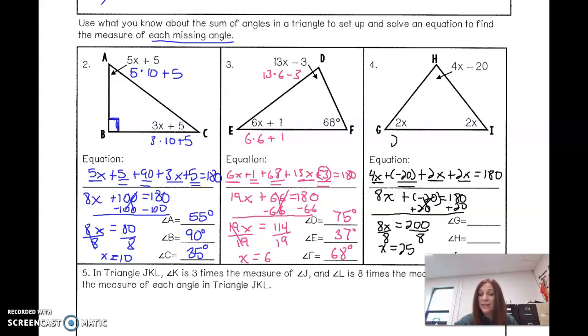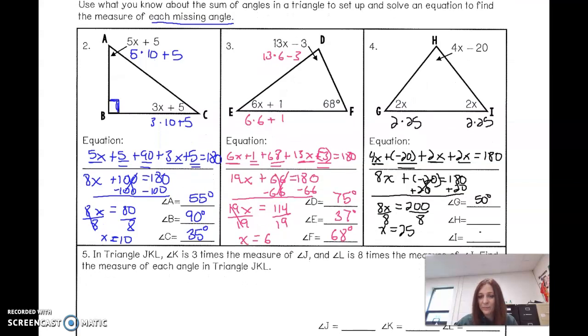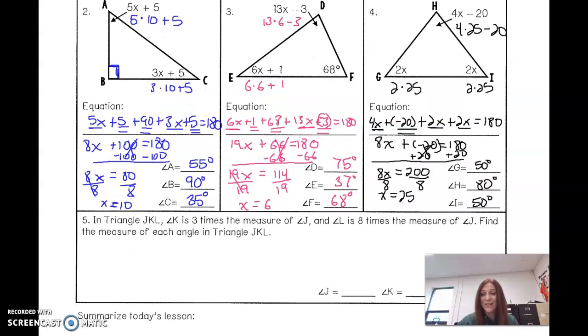So right here, it's going to be nice because we have 2 times 25 and 2 times 25. Well, 2 times 25 is 50. So angle G is 50 degrees. Angle I is 50 degrees. And then we can go 4 times 25, which is 100, minus 20, and we get 80 degrees. Okay, so no matter what the triangle, right triangle, isosceles triangle, all the angles have to add to 180.